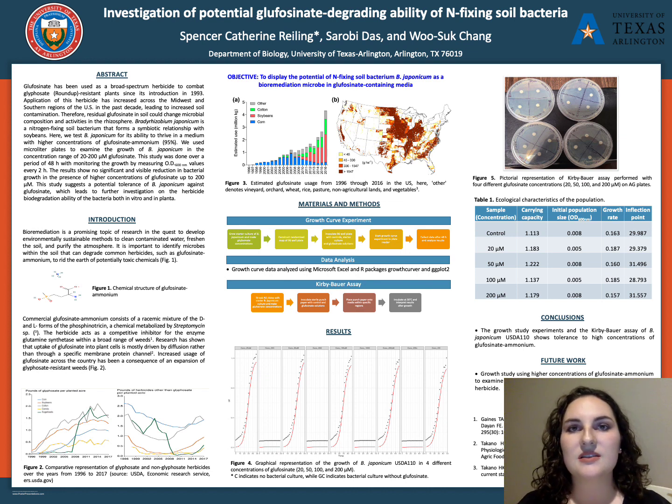B. japonicum is a nitrogen-fixing soil bacterium that is a common symbiont of soybean plants and has been used to reintroduce nitrogen into agricultural soils following planting cycles. So why glufosinate? Well, we chose glufosinate as our herbicide of choice because of its increased use in response to a rise in glyphosate or Roundup resistant weeds in agriculture.